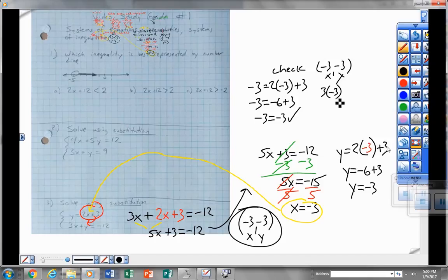Plug in the next one. 3 times negative 3 where x used to be, minus 3 where y used to be, gives me negative 9 minus 3, and that gives me negative 12 equal to negative 12, which is another true statement.